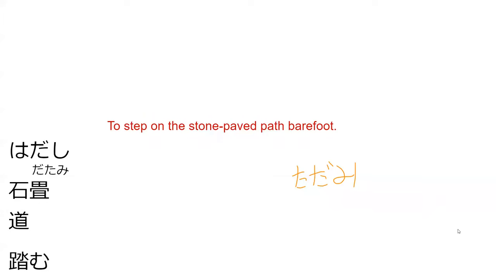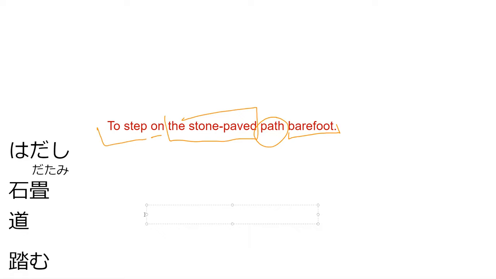Can you read this word for me? Ishidatami. Hi. Ishidatami is a paved road, like a stone road, made out of rocks. Because ishi is rock. What was this paved stone word? It ended with tatami. Ishitatami. Hi, ishitatami. Perfect. How would you say to step on the stone paved path barefoot?